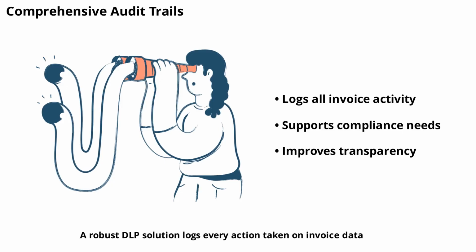Audit trails are essential for accountability and compliance. A robust DLP solution logs every action taken on invoice data, including who accessed it, what changes were made, and when. These records are invaluable for investigating incidents, demonstrating compliance with regulations, and improving internal processes. With comprehensive audit trails, you can trace the lifecycle of every invoice and ensure transparency across your invoicing operations.